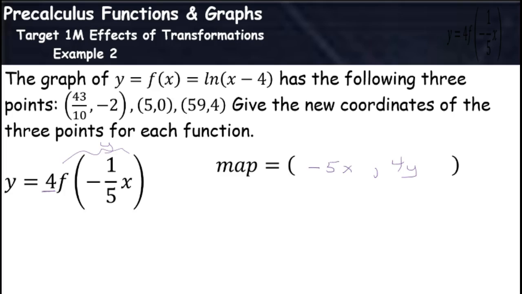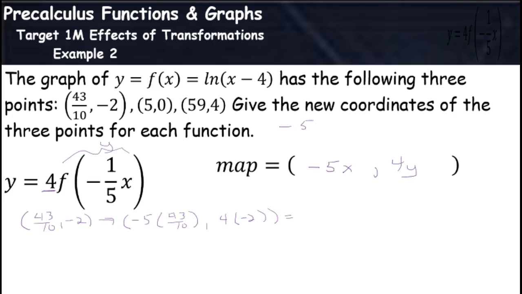Because the reciprocal of 1/5 is 5, so it's -5 times x. The opposite of dividing by 5 is multiplying by 5, or dividing by -5 is multiplying by -5. Okay? So the rule, or the mapping, is -5x and then 4y. Now I'm going to do the thing with the points. So 43/10, -2. I'm going to replace x with 43/10, so -5 times 43/10. And then 4 times -2.